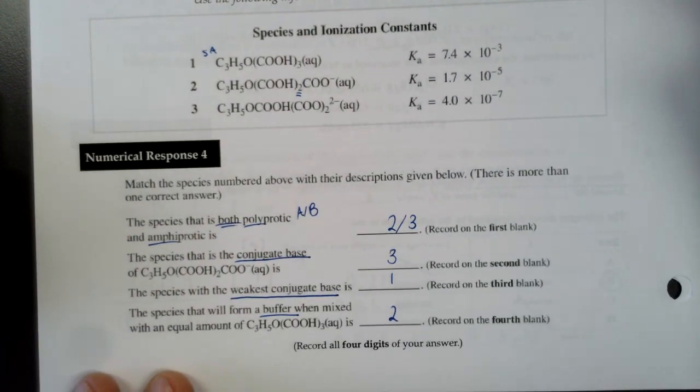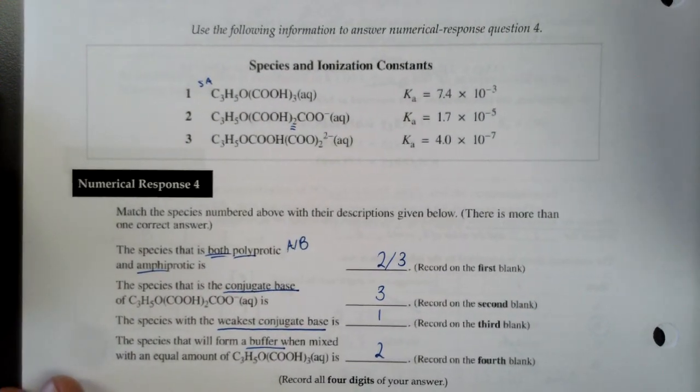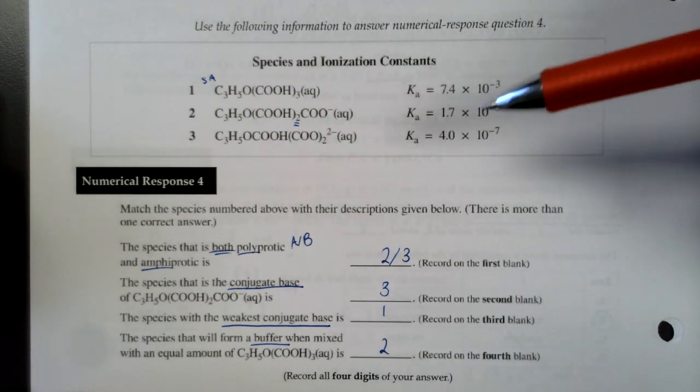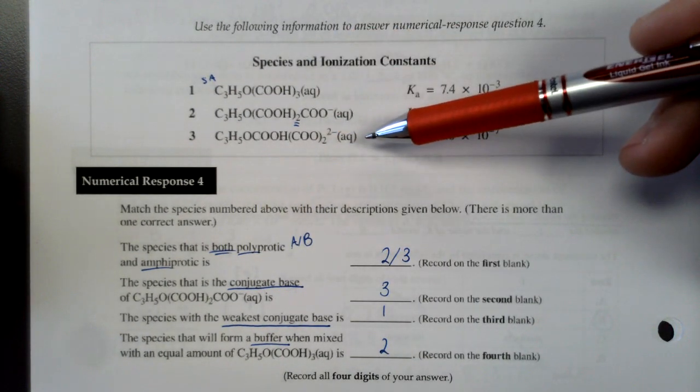Hey, it's Mr. K, Chemistry 30, Unit D review, numeric response number 4. Okay, so we're looking at these substances here.